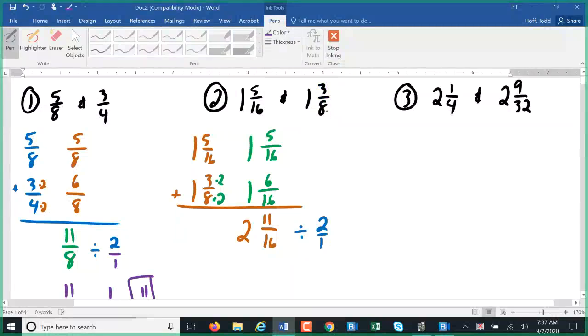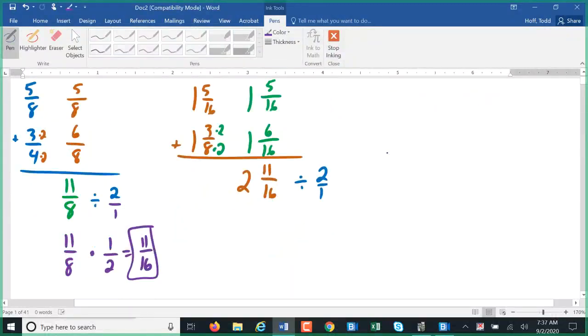Now that 2 and 11/16 is a mixed number. In order to divide, we want to make it into an improper fraction. 2 times 16 is 32, plus 11 is 43/16. And now I'm also going to change this into multiplying by the reciprocal in the same step. So times 1/2. 43 times 1 is 43. 16 times 2 is 32. So 43/32, or 1 and 11/32.